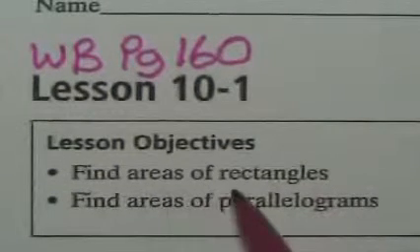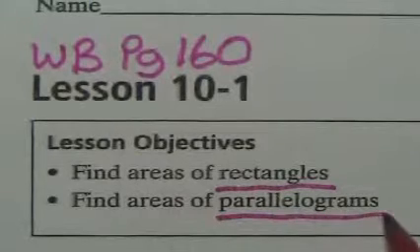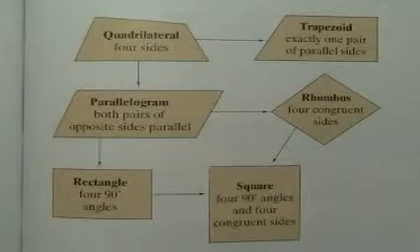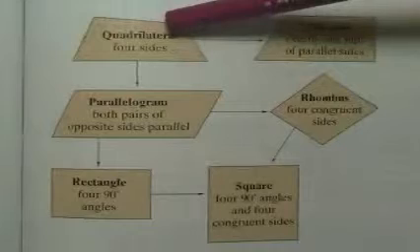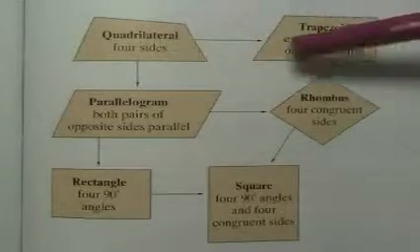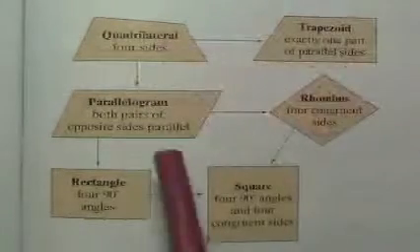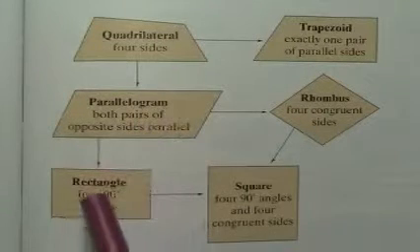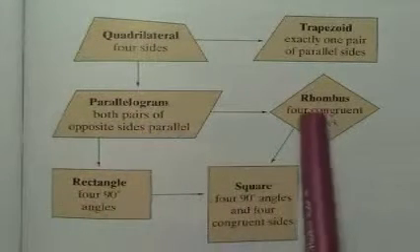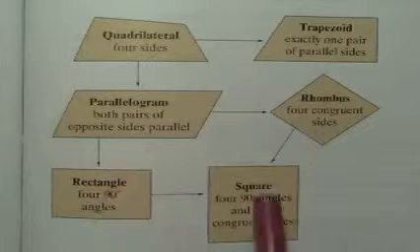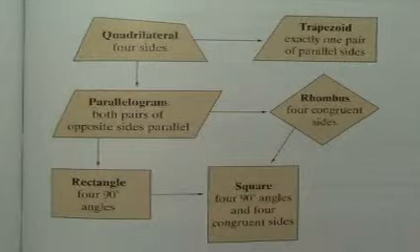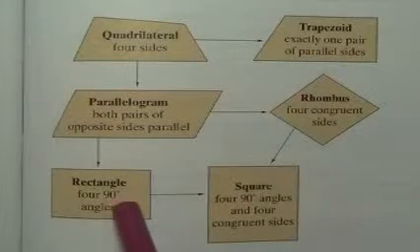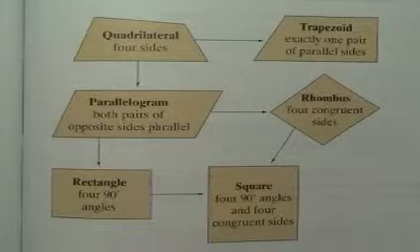Today we're going to find the areas of rectangles and parallelograms. If you remember before talking about quadrilaterals, we had trapezoids and then we had parallelograms. And from parallelograms, all these down below, rectangles, squares, rhombuses, are basically different types of parallelograms. So a rectangle is a type of parallelogram.